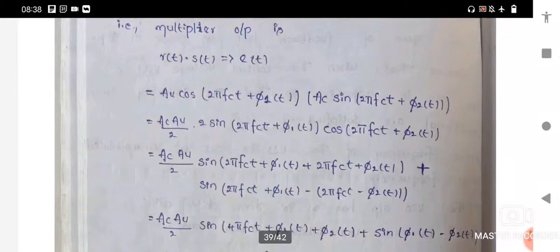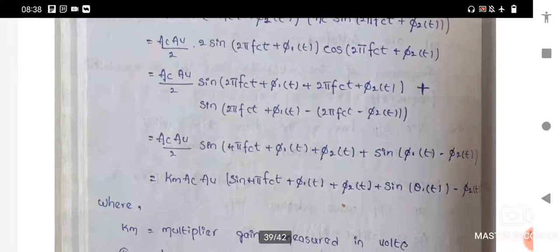So Ac Av by 2, with a multiplier 2 and a divider 2. So Ac Av by 2 into 2 sin(2πfct + φ1(t)) cos(2πfct + φ2(t)). Using 2 sin A cos B = sin(A + B) + sin(A − B), we get Ac Av by 2 [sin(2πfct + φ1(t) + 2πfct + φ2(t)) + sin(2πfct + φ1(t) − 2πfct − φ2(t))].